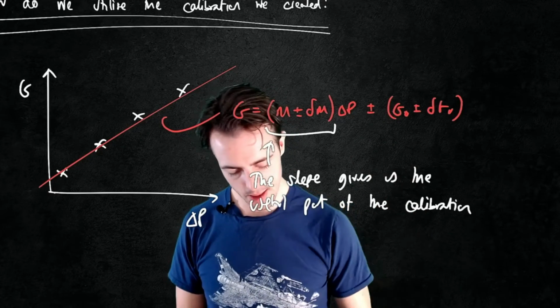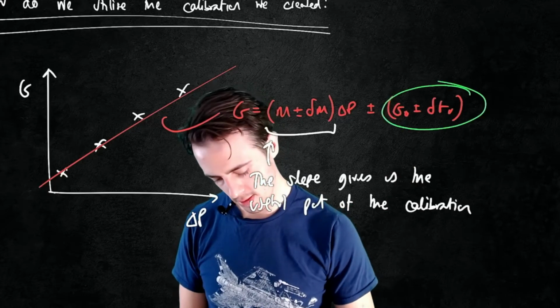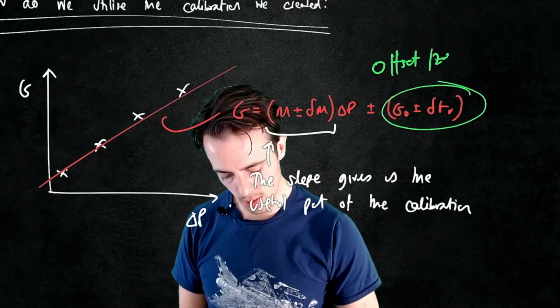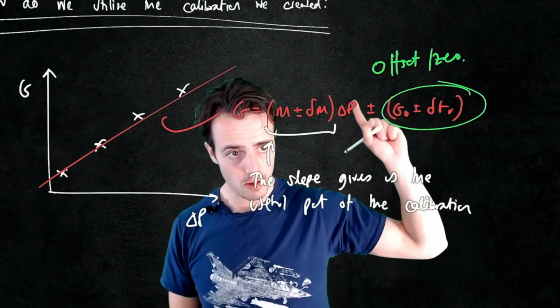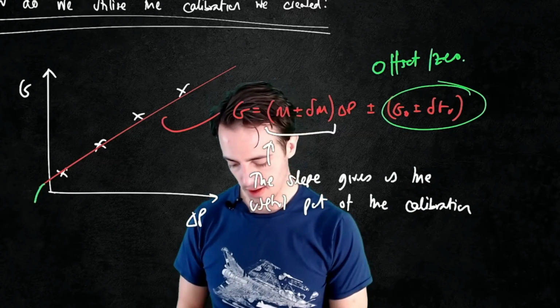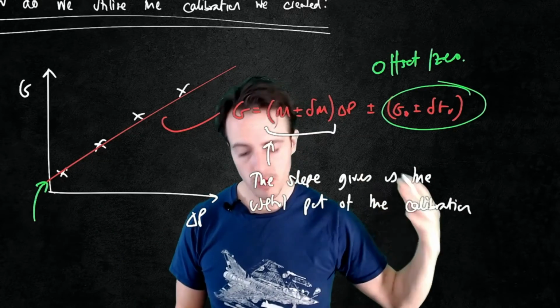and this bit here, the offset or the 0, we'll talk more about that in a moment. The offset just tells us, well, what does the output actually give us when we've got a nominal 0 input?